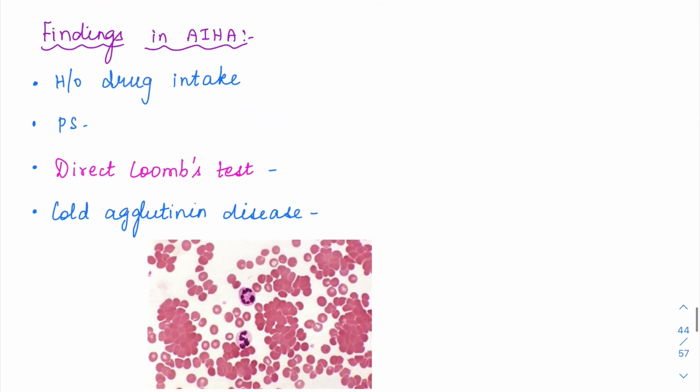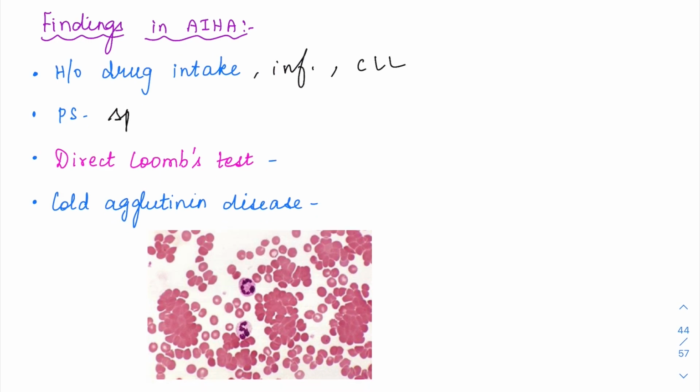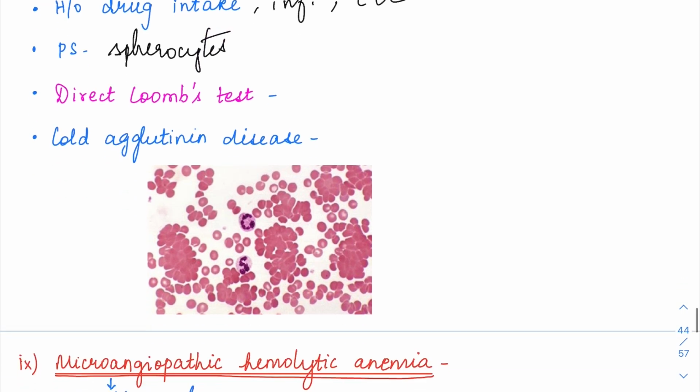So what are the findings which you see in autoimmune hemolytic anemia in general? Firstly, you'll have to check for any drug intake, that is the most common cause. You'll have to check the drug intake history, or any other autoimmune conditions like CLL, so secondary causes, or any other infection history you'll have to elicit. And apart from that, if you see the peripheral smear, you are going to see multiple spherocytes, obviously.